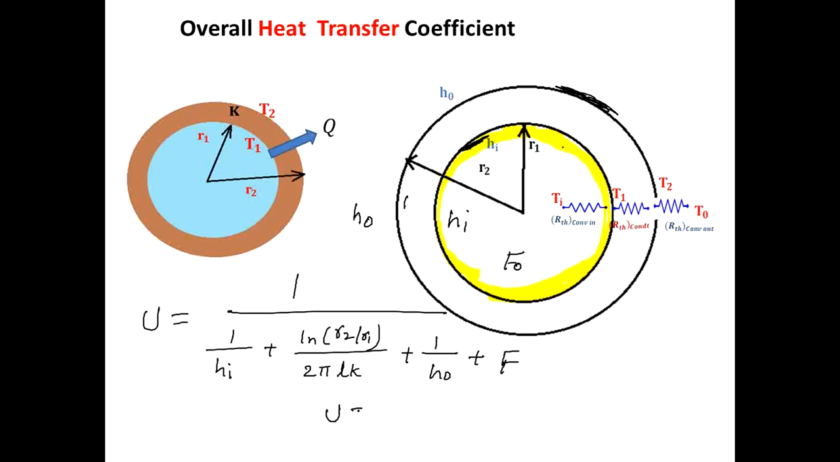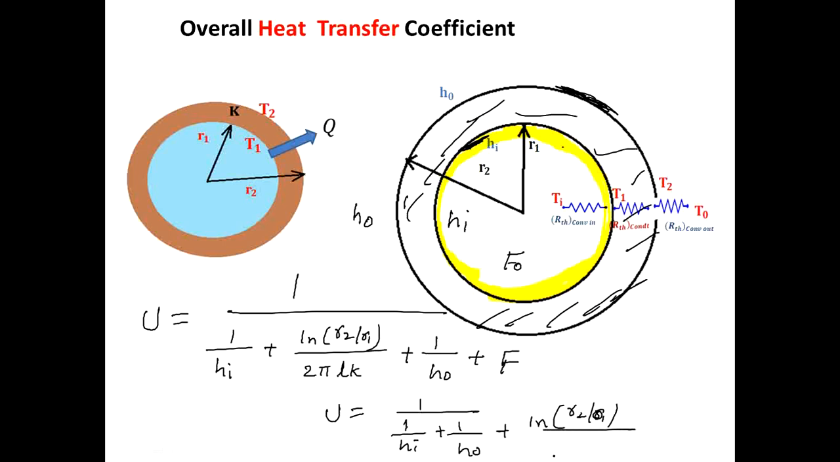Therefore U is equal to 1 upon Hi plus 1 upon H0 plus ln of R2 divided by R1. This is the resistance caused by the pipe. Here solid material will be there. This is solid material, 2 pi Lk, where L is the length of the pipe and K is the thermal conductivity of the pipe, plus fouling factor. If it is having fouling on both sides, you can write it as the fouling factor.